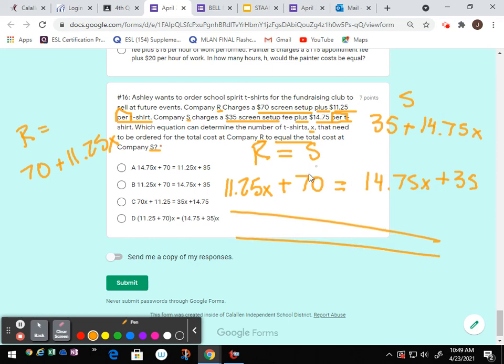All we have to do is match this equation to our answer choice, which we can see is answer choice B. B is our correct answer for number 16, and that is going to conclude our April 27th assignment, which is our STAAR review day 7.